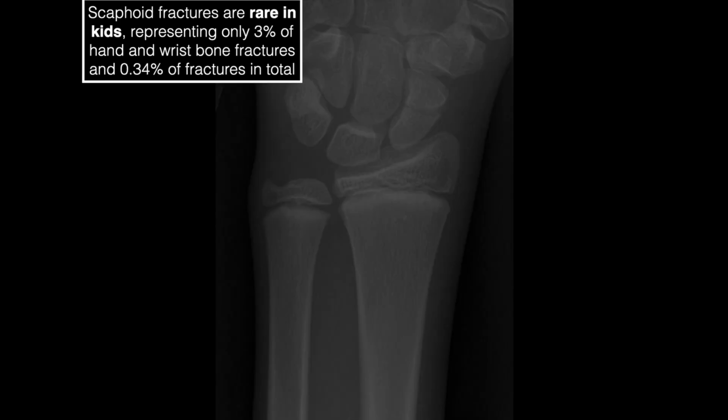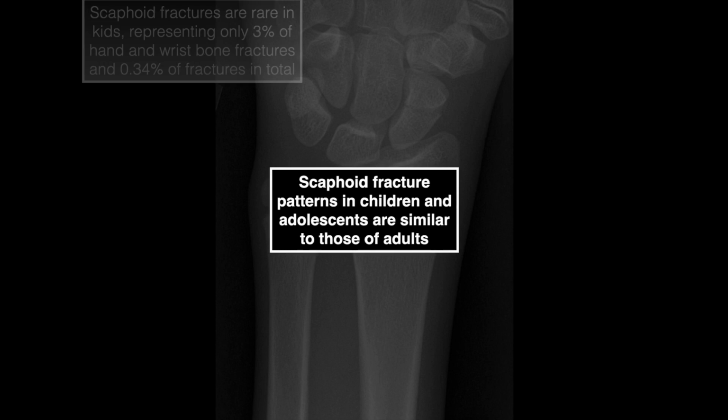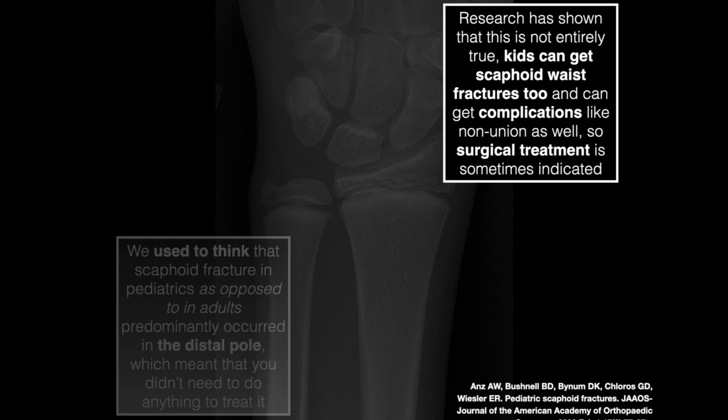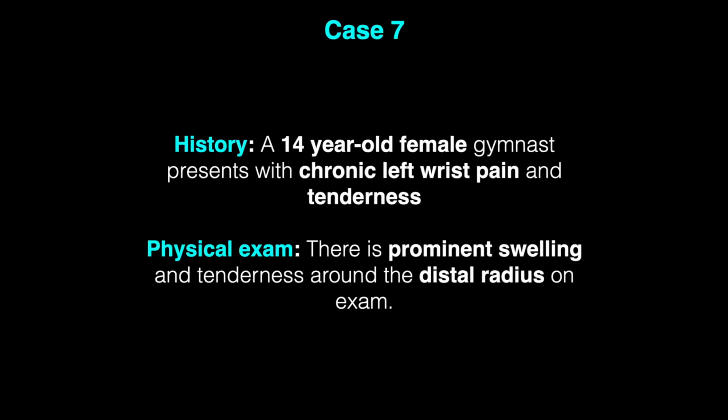Scaphoid fractures are rare in kids, representing only 3% of hand and wrist bone fractures and 0.34% of fractures in total. Scaphoid fracture patterns in children and adolescents are similar to those in adults. We used to think that scaphoid fractures in pediatrics, as opposed to in adults, predominantly occurred in the distal pole, which meant that you didn't need to do anything to treat them. Research has shown that this is not entirely true. Kids can get scaphoid waist fractures too, and can get complications like non-union as well, so surgical treatment is sometimes indicated. Let's do one more case.